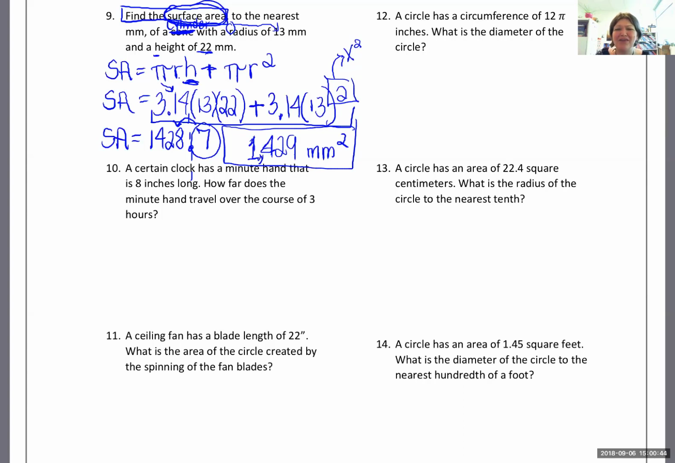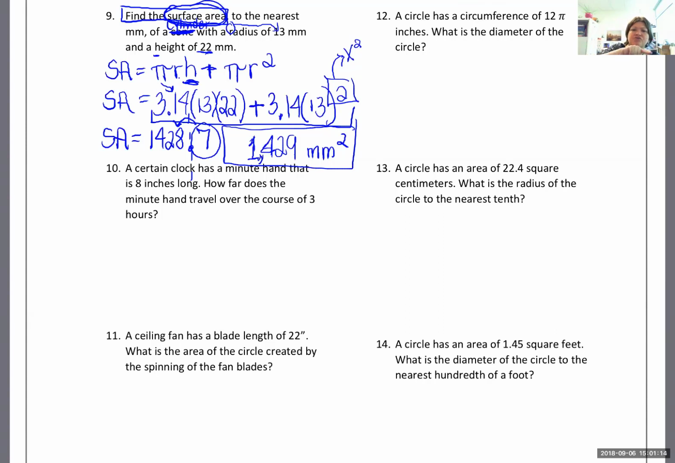What are they even asking me? How far does the minute hand travel? What are they asking me about? How many times does it go around the clock? They said it's the course of 3 hours, so it would go 1, 2, 3 times around the clock in 3 hours. But they're asking me, how far does the minute hand travel?